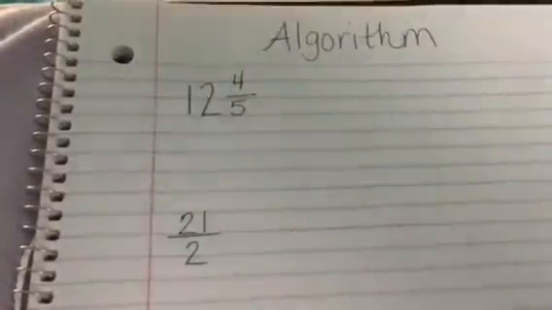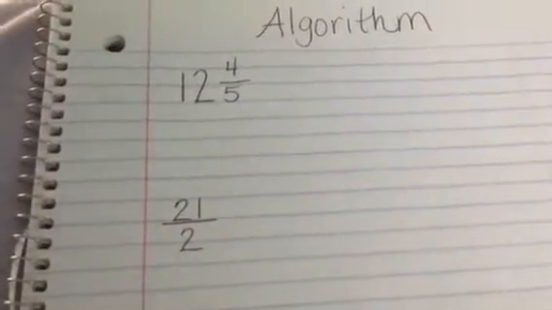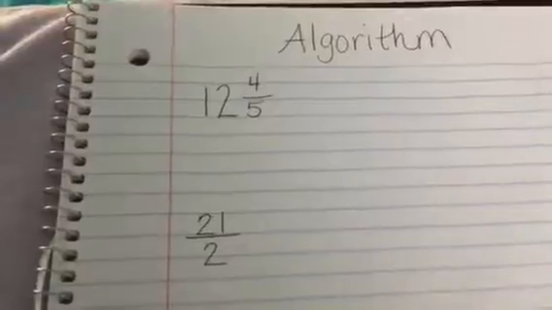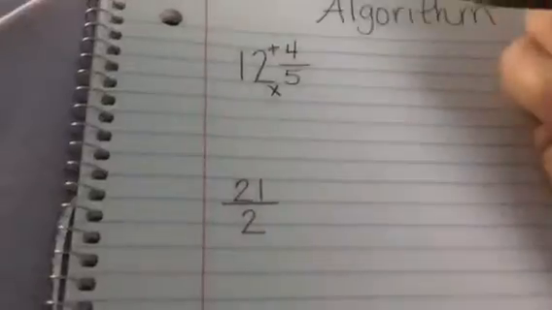So the first thing I do is, if I have a mixed number, the algorithm is going to be to multiply 12 times 5 and add 4.